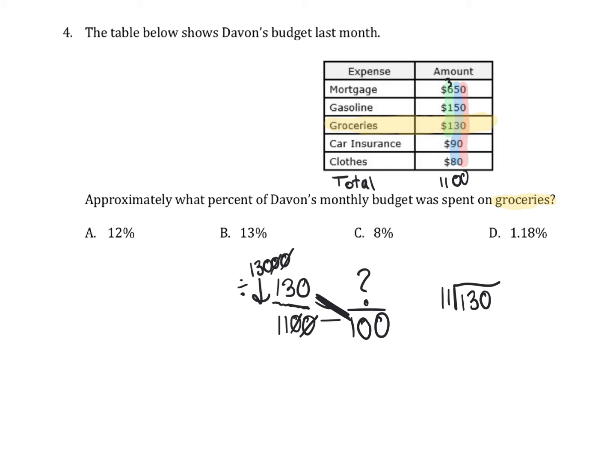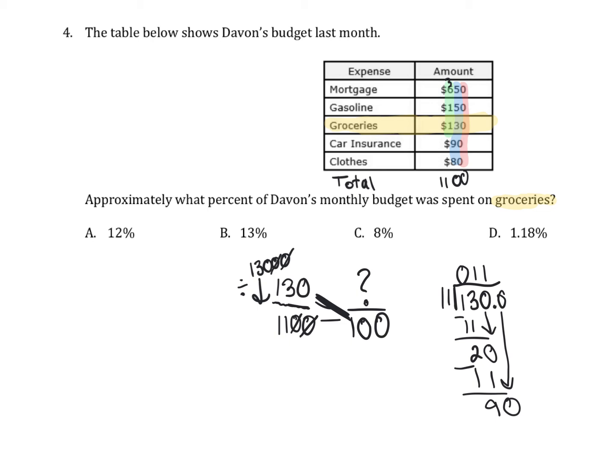11 goes into 1, 0 times. 11 goes into 13 one time. And that's 11. 2 left over. Bring down our 0. 11 goes into 20 one time as well. That is 11. We have 9 left over. We bring down our 0. 11 goes into 9 8 times.